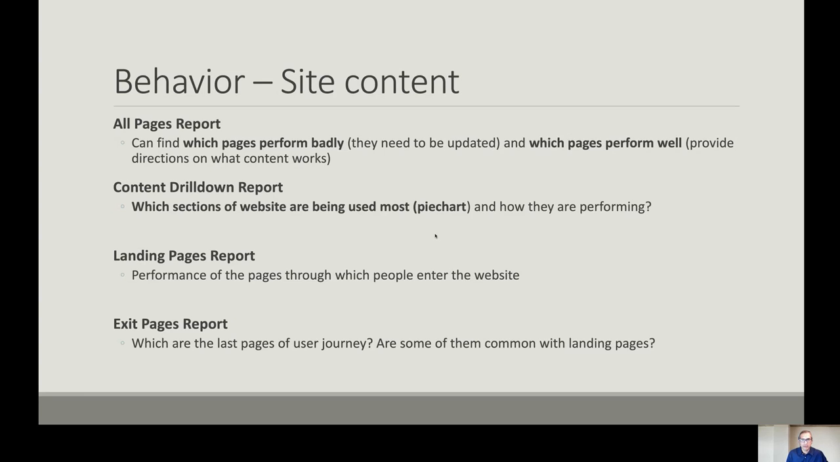And when we talk about pages that perform well, that understanding helps us to get directions on what kind of content works better for our consumers. This is the all pages report. And then when we come to the content drill down report, actually it is another version of the all pages report itself. The difference here is that the website is divided into subsections, and each entry in the content drill down report relates to a particular subsection of the website. So I'm going to show you examples of each of these.